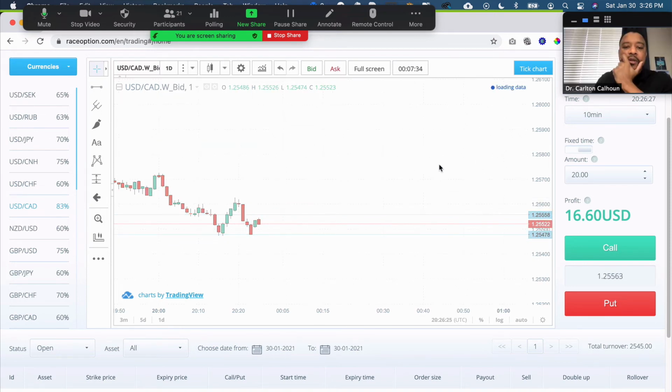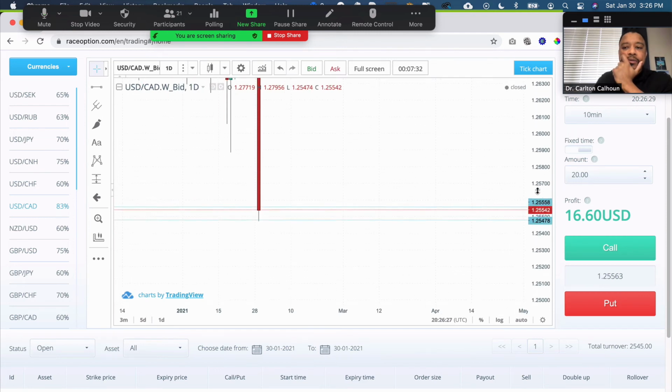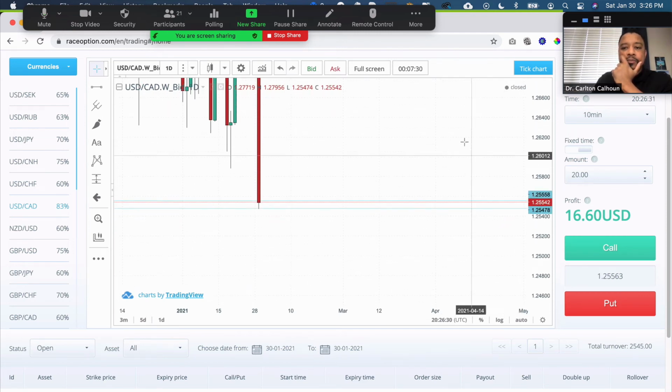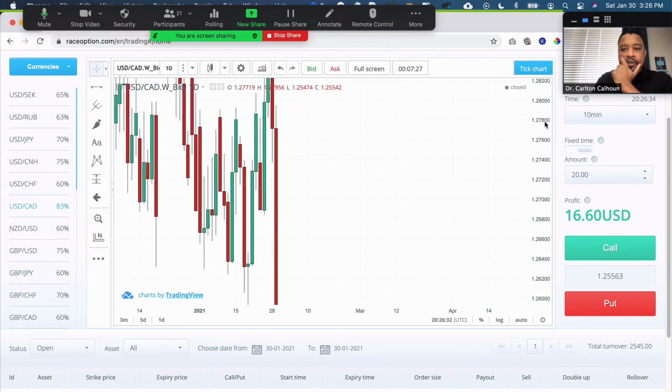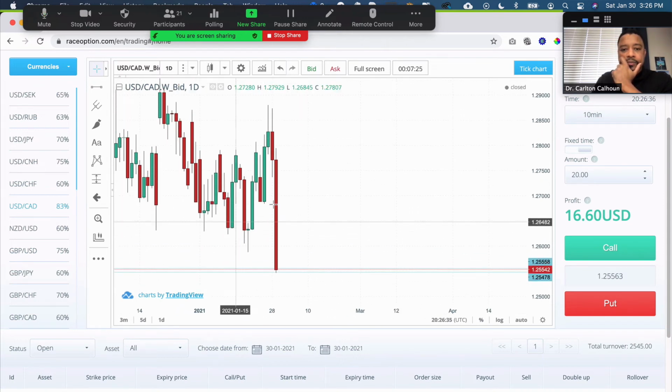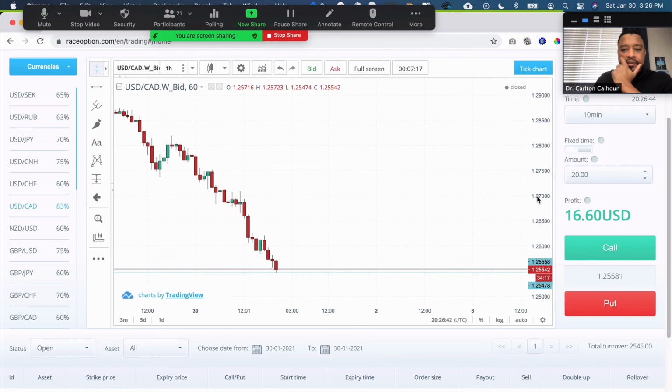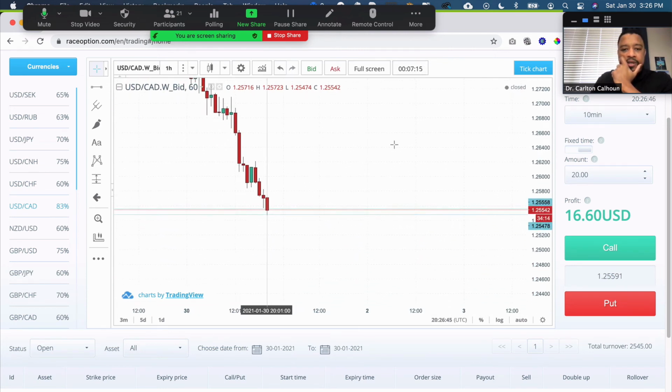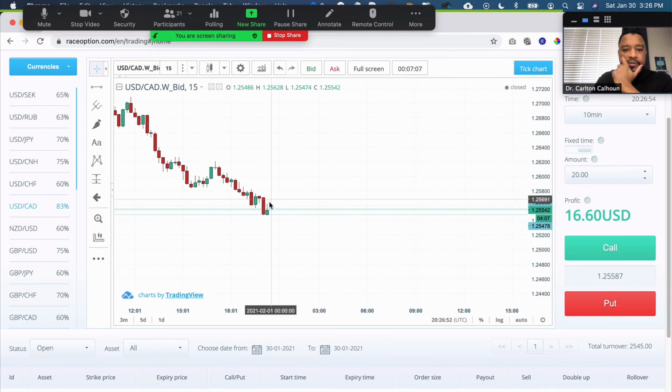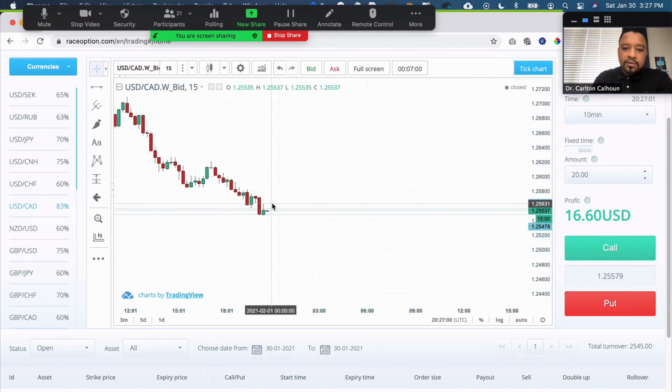Let's see what it does around this area. Let's take it up to 20. Come up. Come up. Let's drop down on the day. It's dropping on the daily, definitely. The hour, we may be getting a pullback. 15. See, I don't know if it's hit that peak. There we go.